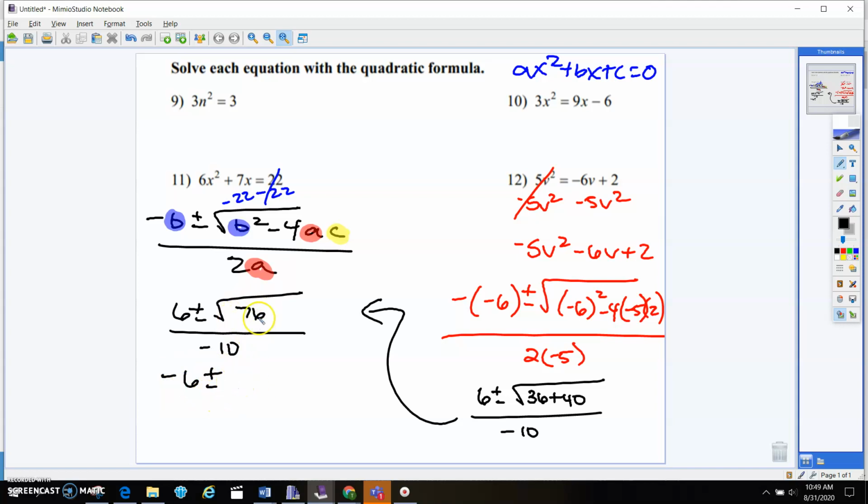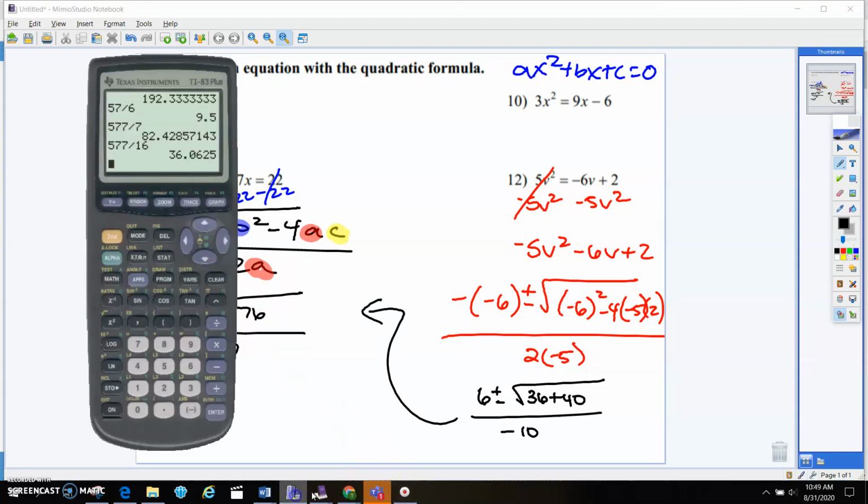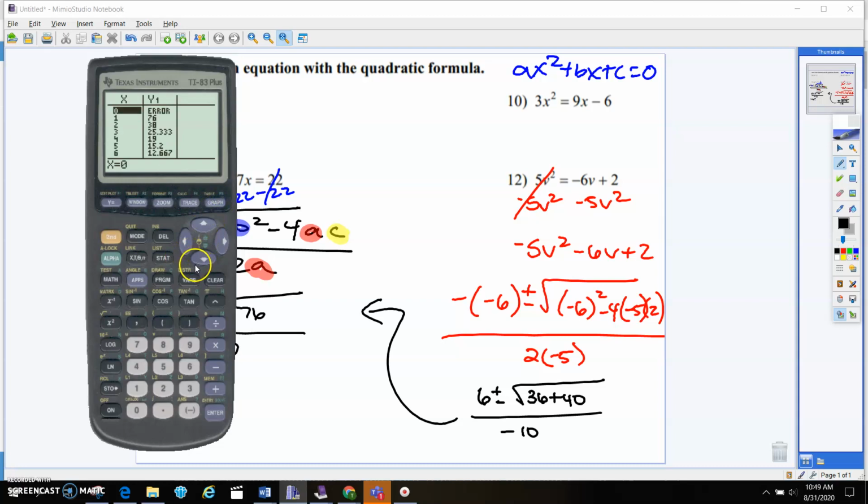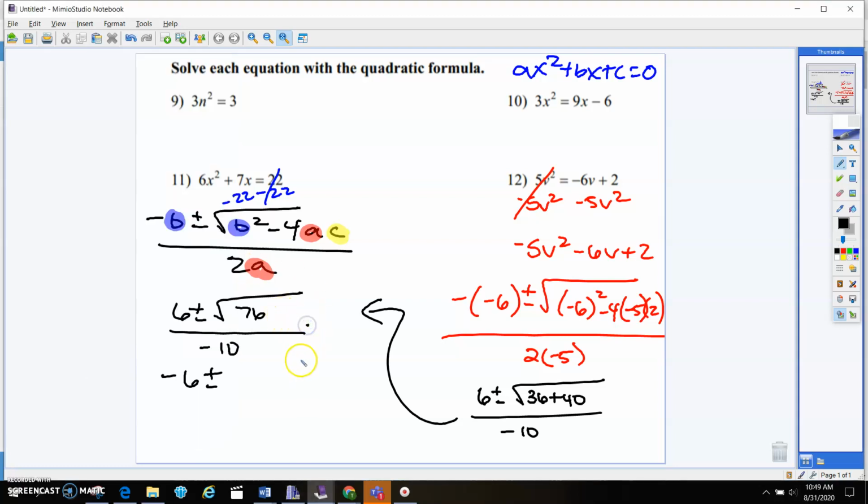And then, can we simplify this 76? Is there a perfect square that is a factor of 76, or can we leave this guy alone? Well, let's look at our factors. No. So I don't see any perfect squares, that's talking about 1, 4, 16, etc. So this guy can just stay right there. And everything else is fine as is. So this would be your final answer.